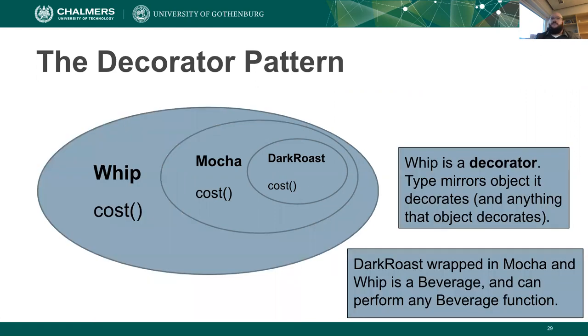The customer also wants whipped cream. So we're going to create a decorator for whipped cream and then wrap the mocha with that. Right, it's another decorator, and it again maintains a pointer to whatever it is decorating. So its type continues to mirror that of whatever it decorates, so it is still a beverage. And this includes mocha, the other decorator. So a dark roast is now wrapped in the mocha, and the mocha is wrapped in the whipped cream. Right, and it can still do anything that we could do with the dark roast, including calling its cost method.